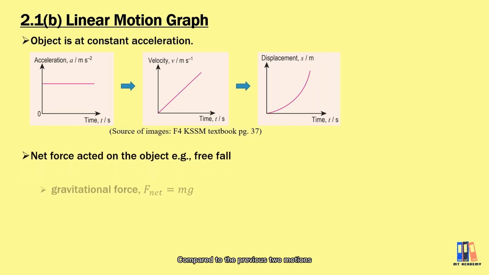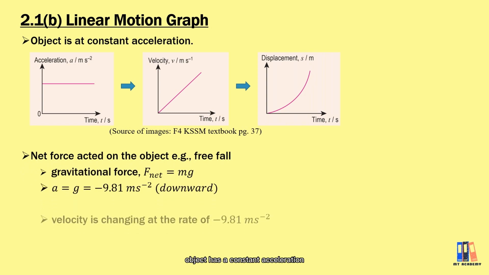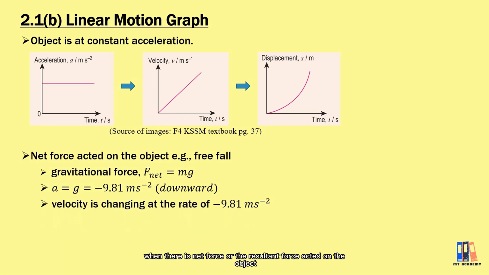Compared to the previous two motions, the object has a constant acceleration when there is a net force or resultant force acting on the object, such as in the case of free fall motion. Free fall motion is due to gravity, and the object has a gravitational acceleration which is equal to -9.81 m/s². The negative here indicates that the direction of the acceleration is downward. Make sure you are clear with the negative signs.